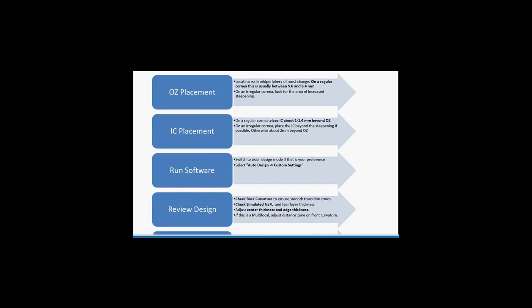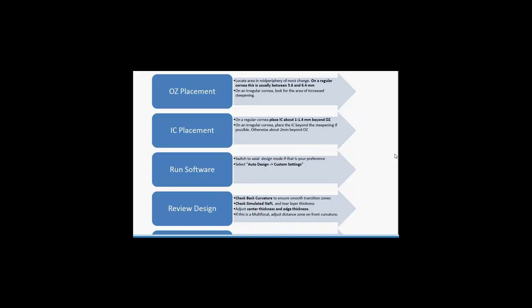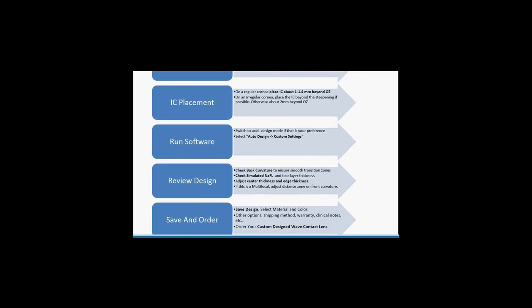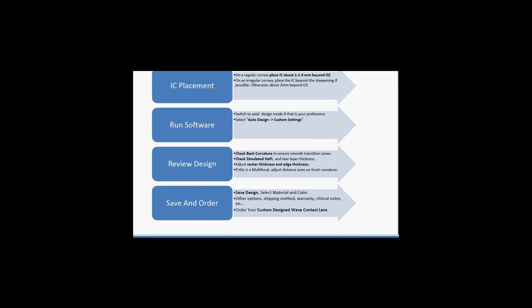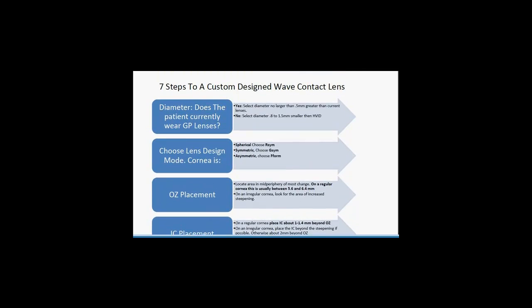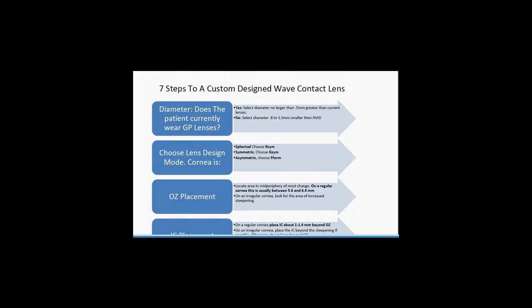Now you have all your placements there, you just need to run the software. And that's it. Once the software is done designing the lens, you come back and just review the design. Make sure you approve of it, make sure it looks good, and any final changes you want to make to it. Say it's a multifocal or you want to adjust the center thickness. And that's it. Save and order. So print this sheet out. We're going to go through these steps in more detail, and you'll see how quick and simple it really is to design a custom Wave contact lenses for even the most demanding patients.